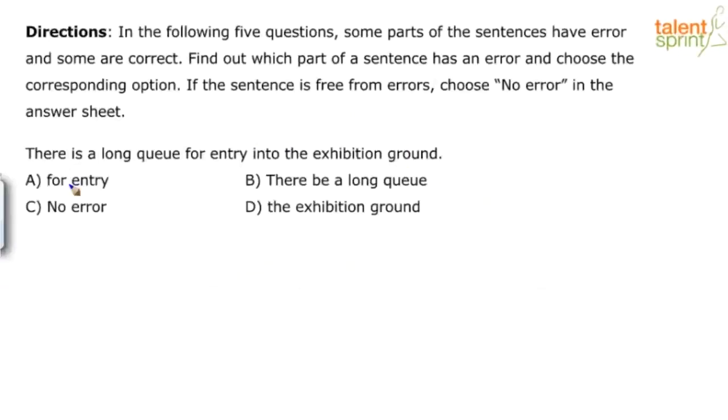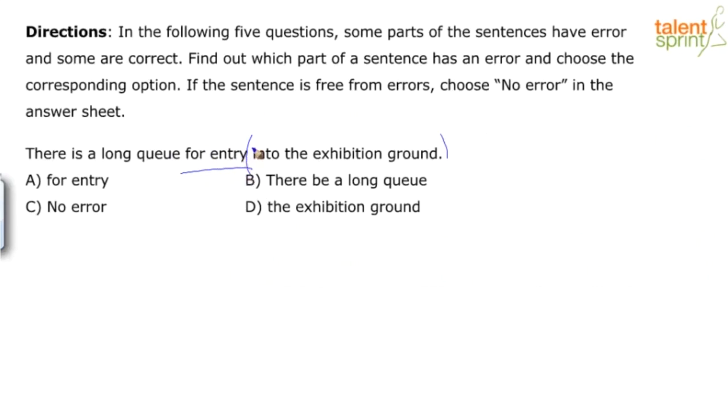There is a long queue for entry into the exhibition ground. So it seems to be a typo error for me. If the option was the same as the question, it would be option B. Otherwise, I don't see any error in this question as such. In fact, if you ask me, right? It can be either there is a long queue or there was a long queue for entry into the exhibition ground. Into the exhibition ground, yes. So don't literally look at into the exhibition ground as in going into the ground, right? But look at it from the point of for entry into.